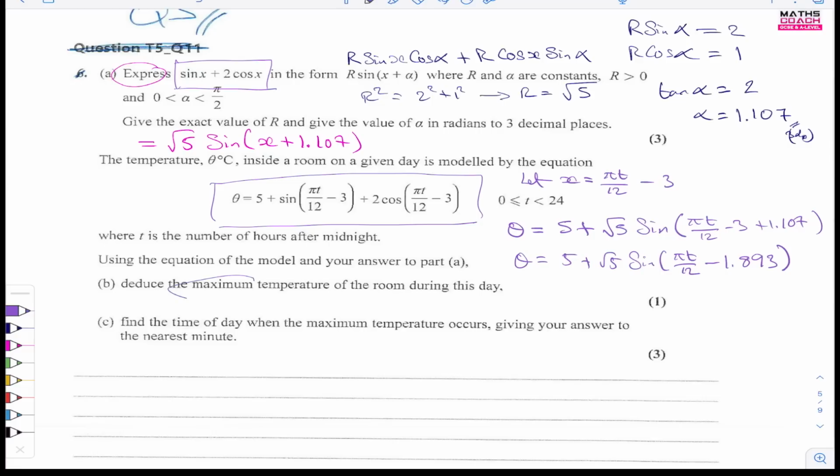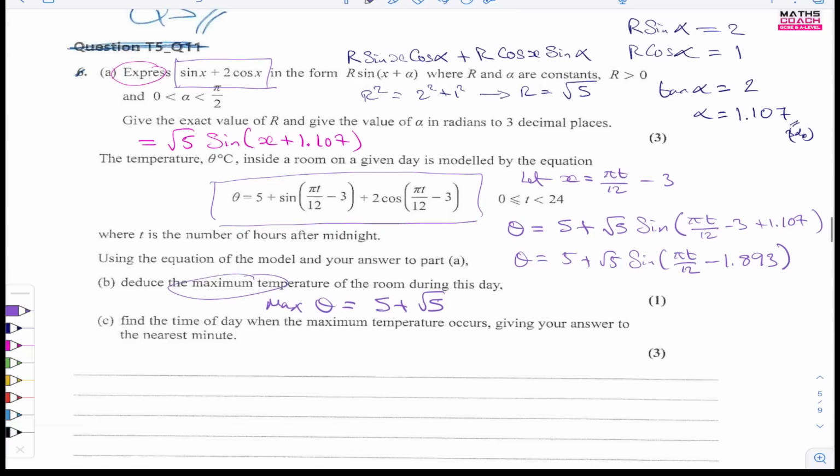Deduce the maximum. Right, so the maximum theta therefore is going to be 5 plus root 5. Sine is the only function that changes the theta value. So when sine reaches a maximum, which is 1 times root 5 is root 5 plus 5, that gives you the highest value. Find the time when this maximum occurs.